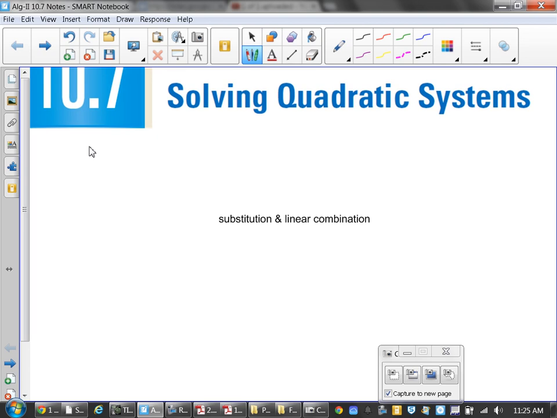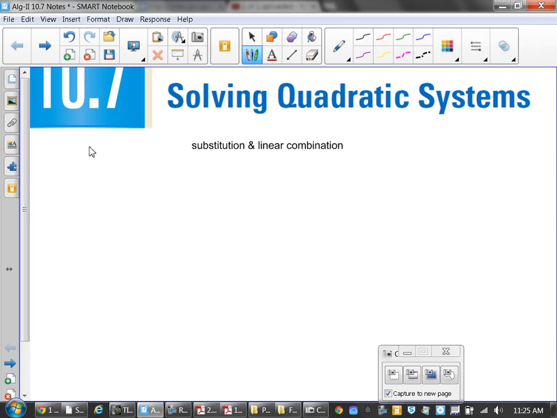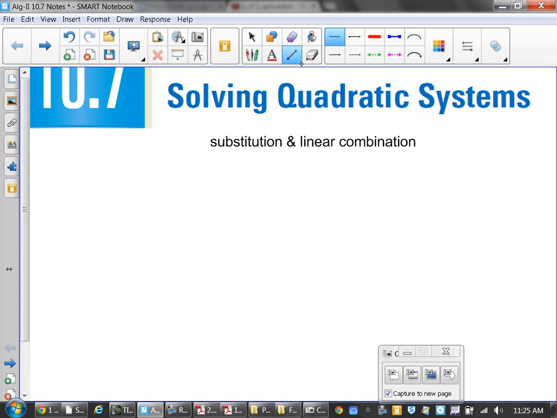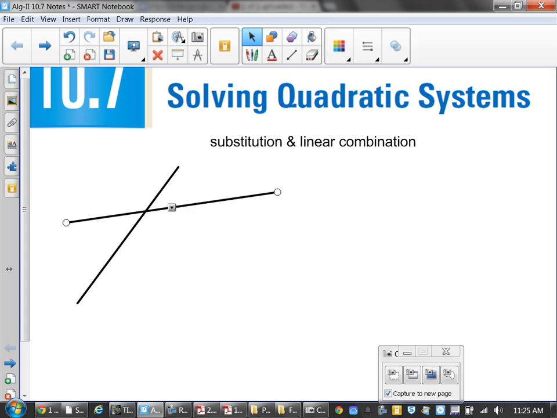We're going to solve quadratic systems. And I put in here substitution and linear combinations because what you have done in the past is that you've had two lines, and you found whether or not the two lines would intersect. You did that via linear combinations or substitutions. Vaguely remember that? Yes. Okay.